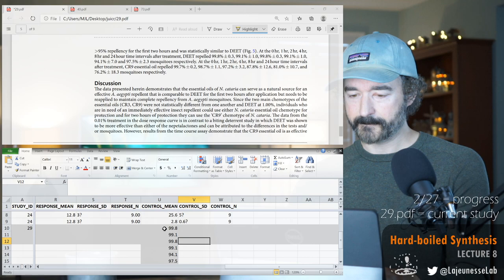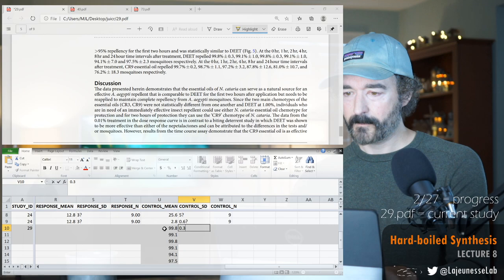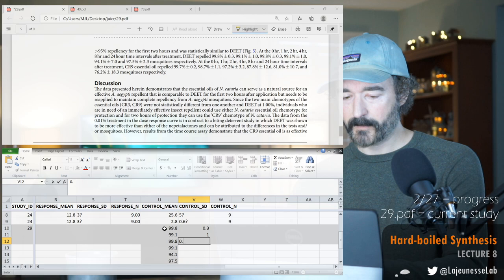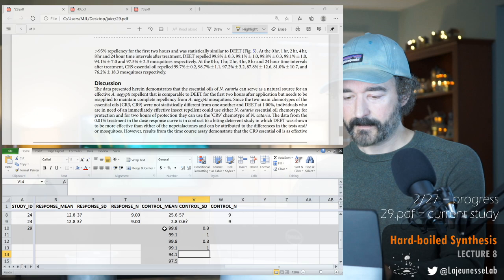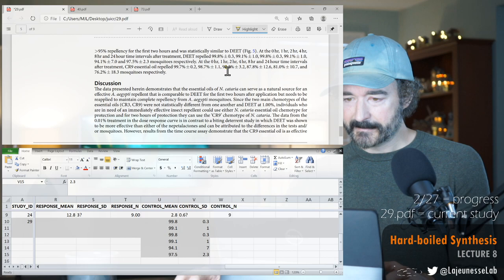and then we have 0.3, 1, 0.3, 1, 7, 2.3, 4. Is this standard deviations or standard errors? Standard deviations, nice.